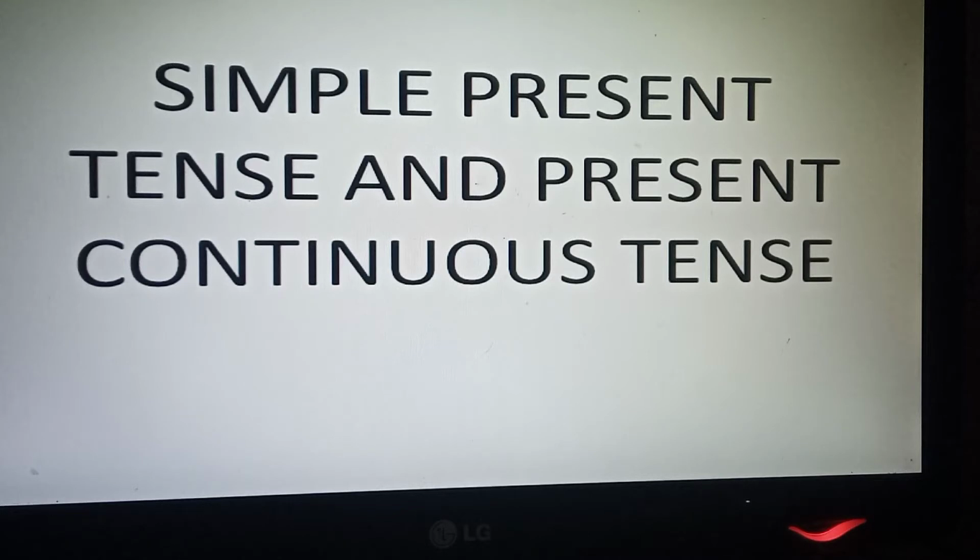The horses run. What is the verb in this sentence? Run. Kangaroos jump to move about. What is the verb in this sentence? What does it show? It shows action. What is the action shown in the sentence? It is jump. So we have already learned about this in our previous lesson. Today we are going to learn more about tenses.